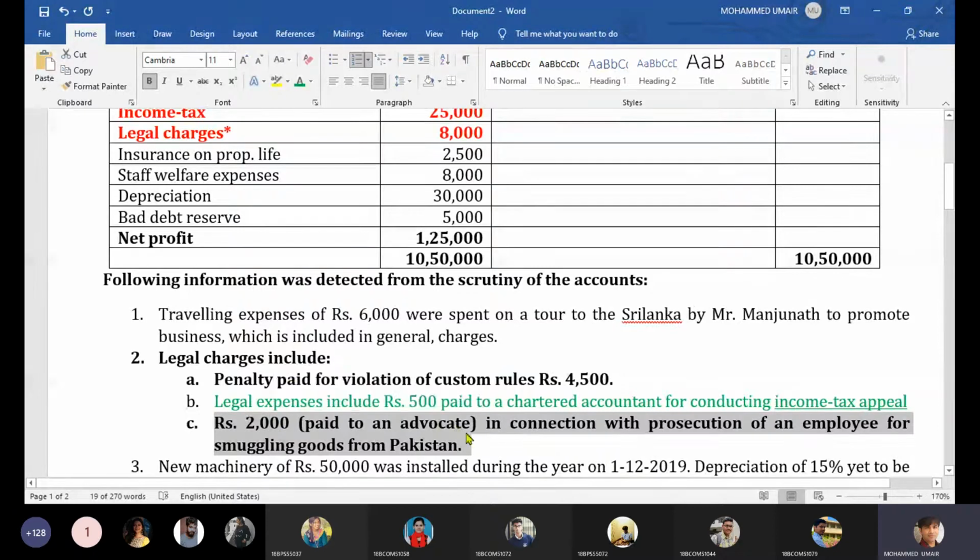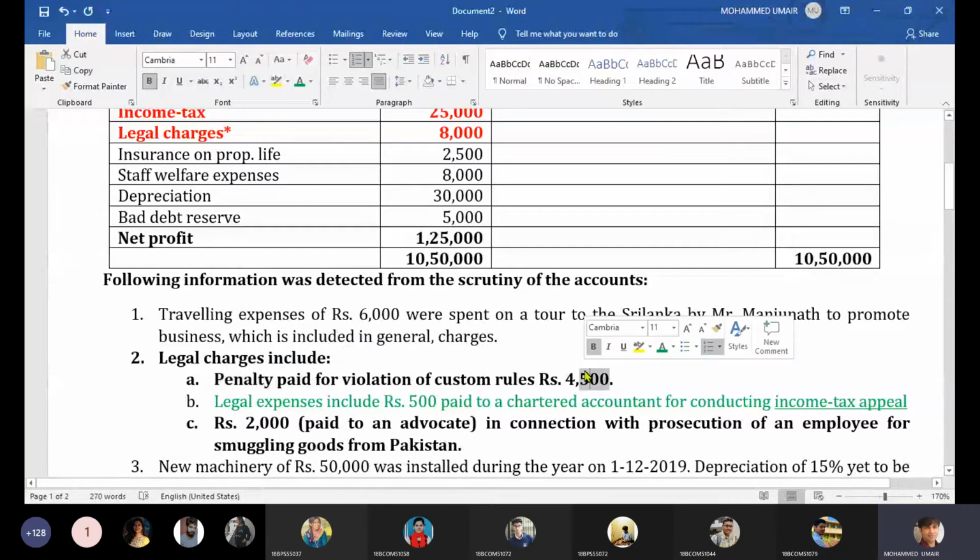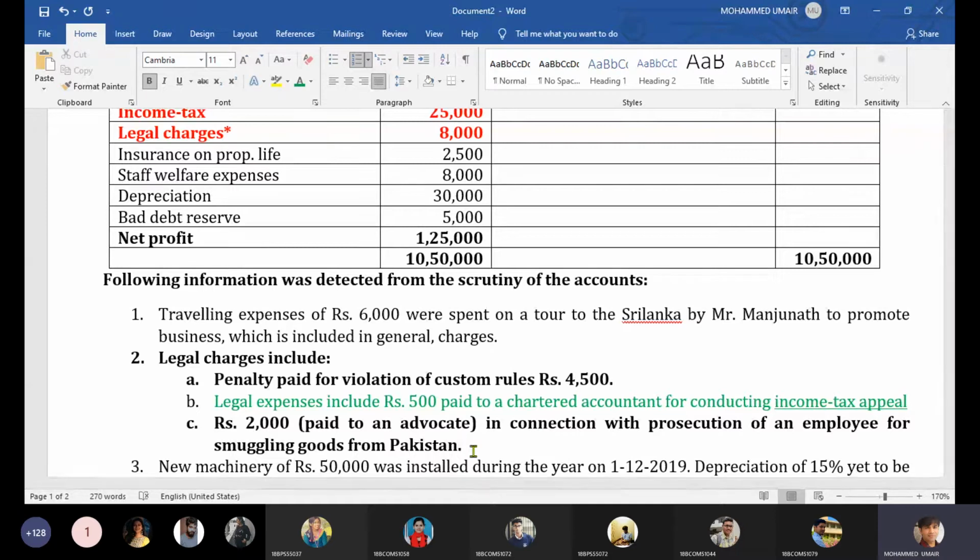The answer is to apply the same rule that you had applied for transaction number A. Penalty. Why do you pay penalty? When you have violated or not followed or broken the law. So how can you allow an expense which is associated with not following the law? It's inadmissible. Similarly here, smuggling is an illegal act. So when you're defending an employee who has indulged in an illegal act, any expense associated with this is also inadmissible. You can't allow expenses spent on defending illegal things. So this 2000 is also inadmissible.